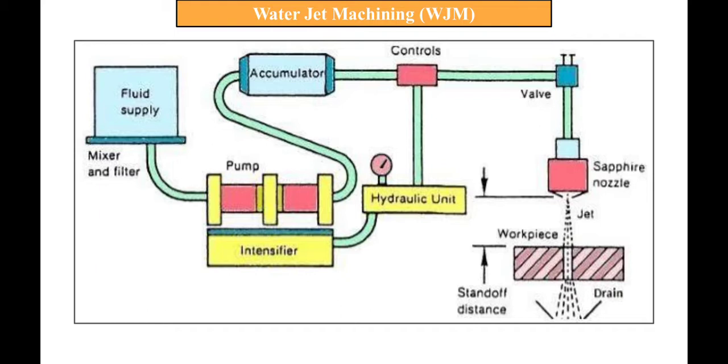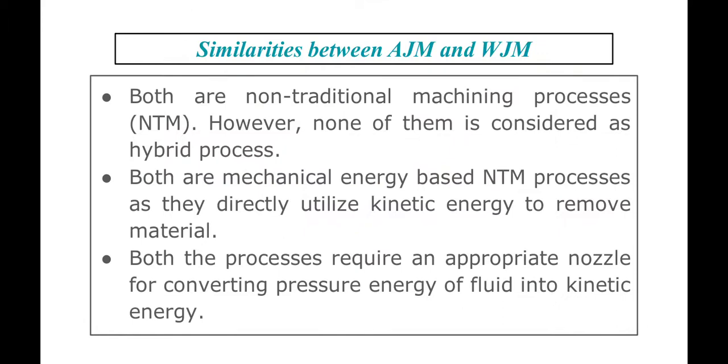Although abrasive jet machining and water jet machining both employ a high velocity jet to cut the material, they are different in several aspects. There are various similarities and differences between AJM and water jet machining. We'll take the similarities first. The first similarity is that abrasive jet machining and water jet machining are both non-traditional machining processes. However, none of them is considered a hybrid process. A hybrid process is a combination of two processes where workpiece material is removed simultaneously in two distinct ways. So this is similar.